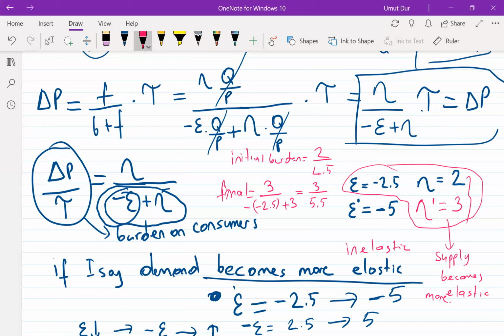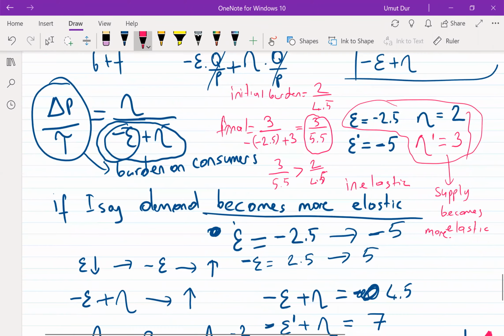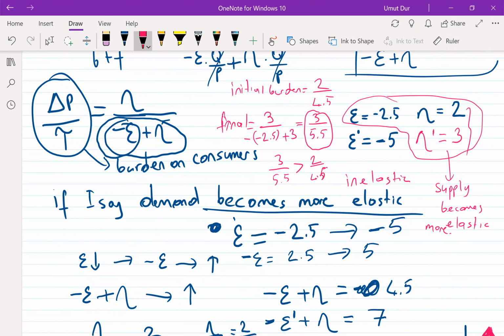If you do the math here, you will see that 3 over 5.5 is larger than 2 over 4.5. So if the supply becomes more elastic, the burden on consumers increases.